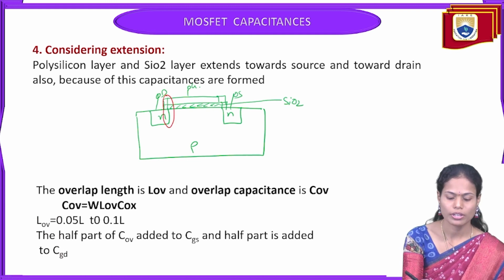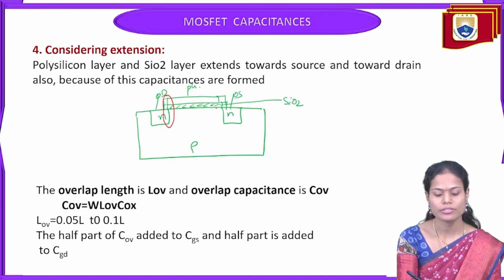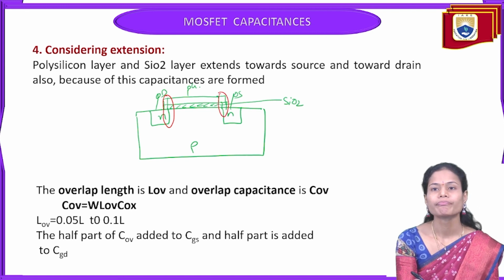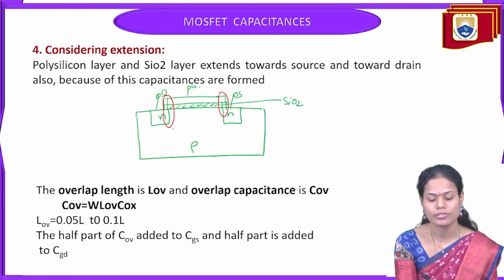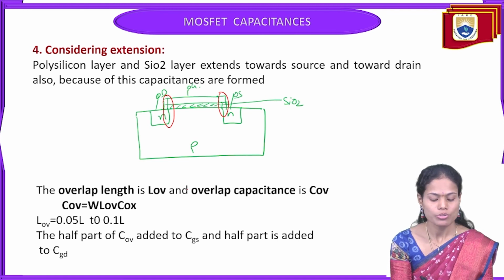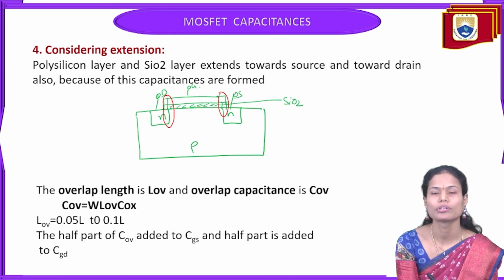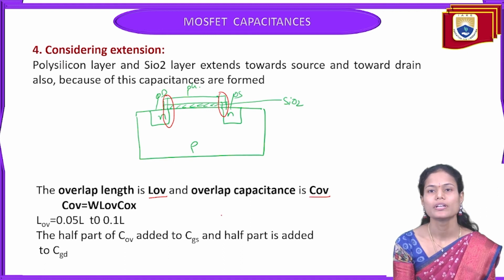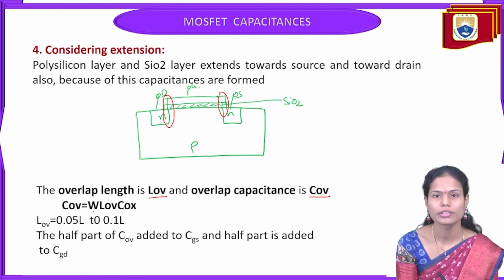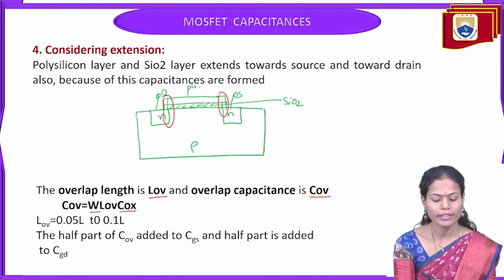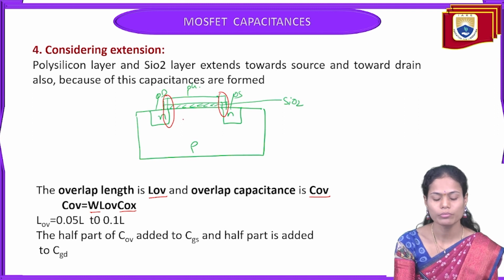Because of this extension of the silicon dioxide layer as well as the polysilicon layer, a capacitance exists across the drain and source terminals. The overlap length, how much overlapping occurs, we indicate with LOV, and the overlapping capacitance we indicate with COV. The overlapping capacitor is indicated with the width and length of the channel as well as COX. And the overlap length, how much it is extended, is some 0.05 to 0.1 amount here.